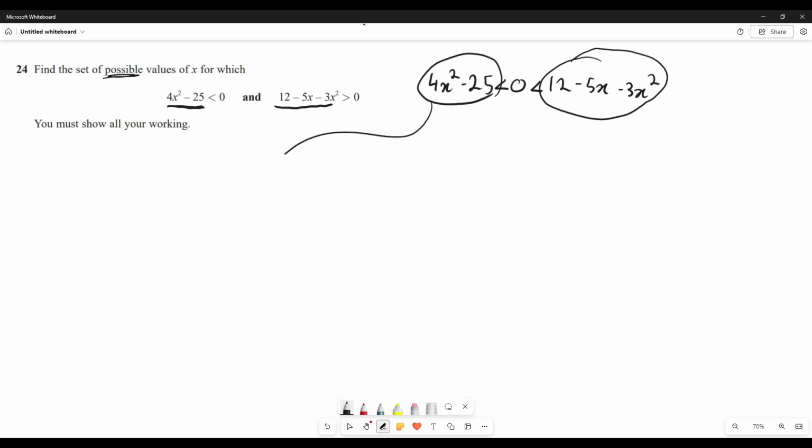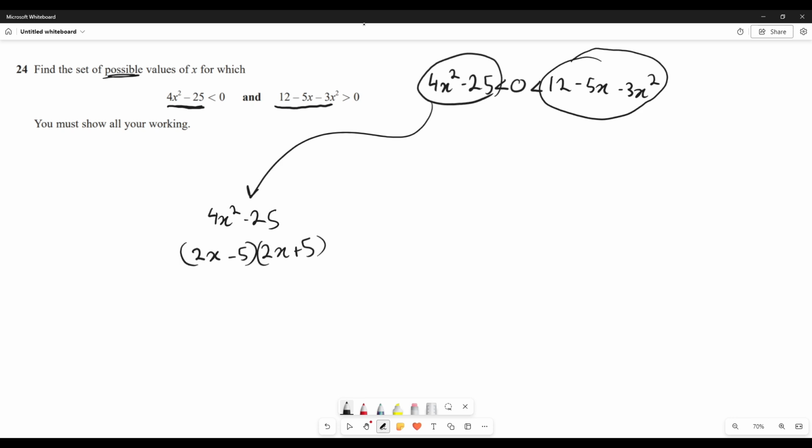So first, let's do this one. So 4x squared minus 25. If you look at this closely, this is a difference of two squares. This means that this one is a square number and this one is also a square number. So if there's a difference of two squares, all you do is you square root both of the terms and put them into brackets as a plus and a minus. So here you would have 2x minus 5, and your other bracket would be 2x plus 5.